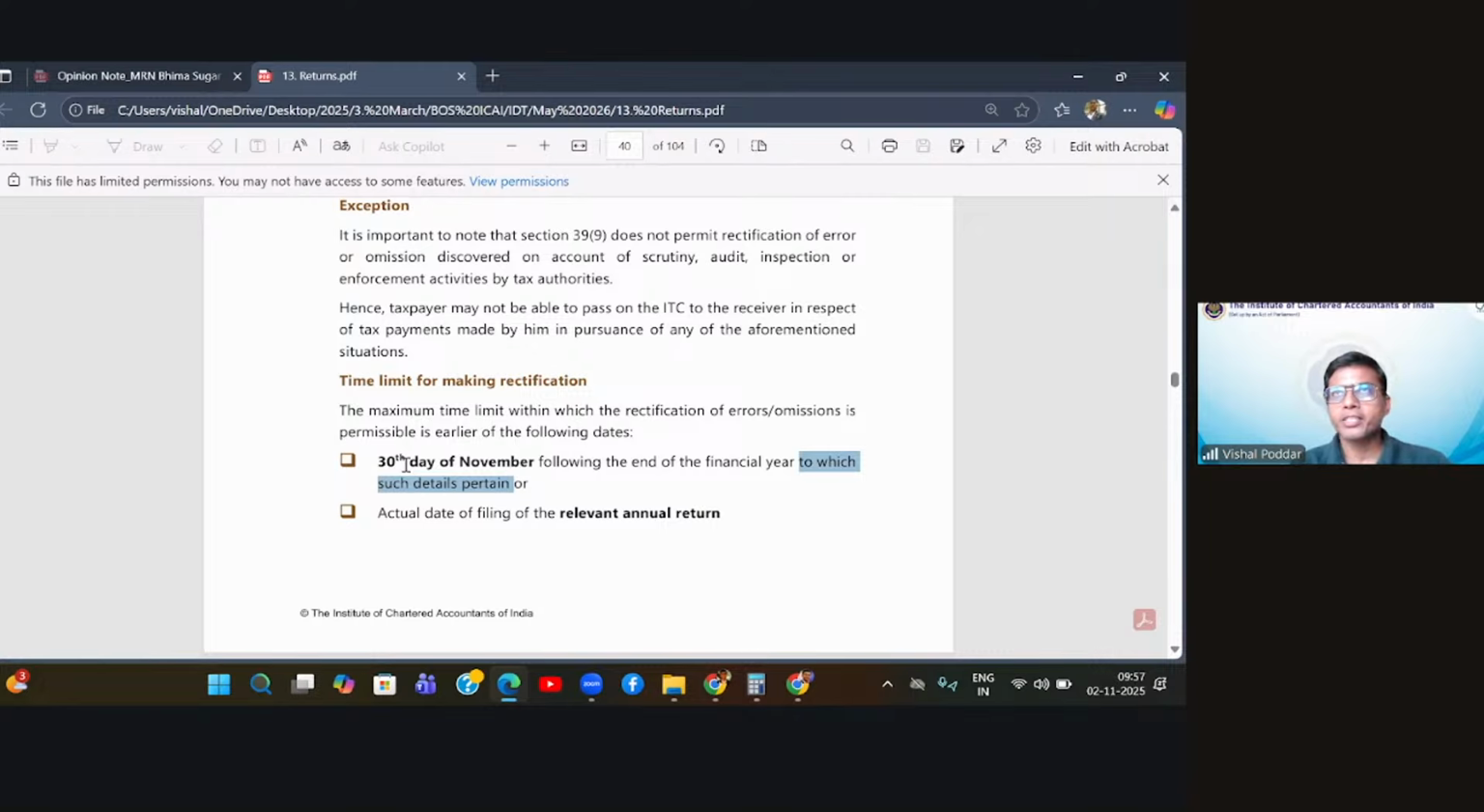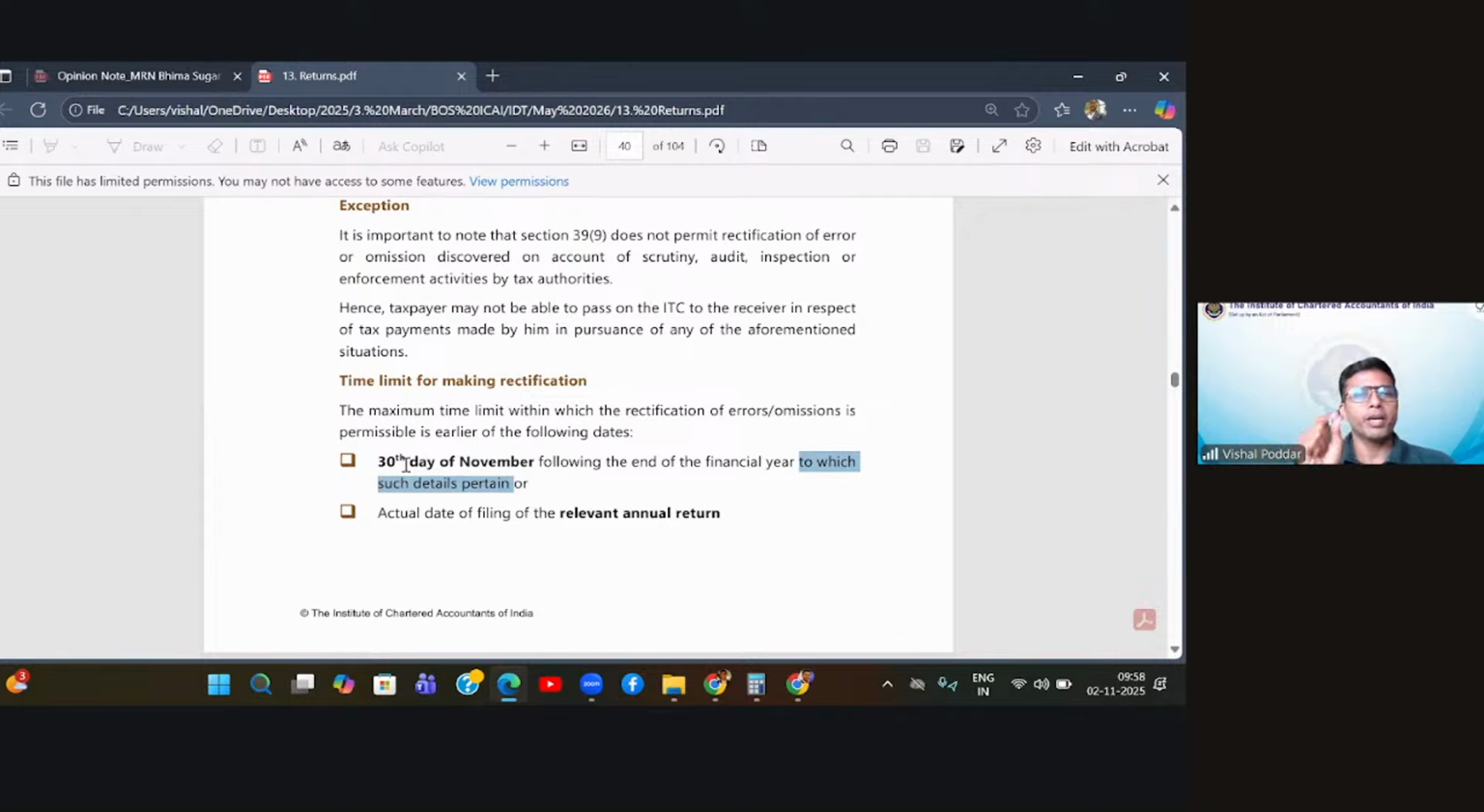I am filing it in 27. That is my mistake. I will pay late fees and interest. That is a different part. But the question is, when it comes to rectification, can I rectify that return after filing late? The answer is no, because as rightly pointed out, it is whichever is earlier, not later. Had it been later, then maybe the answer would be different. When we read the first part, it says 30th November following the end of the financial year to which the details pertain. The detail pertains to 25-26. There is no doubt about that.